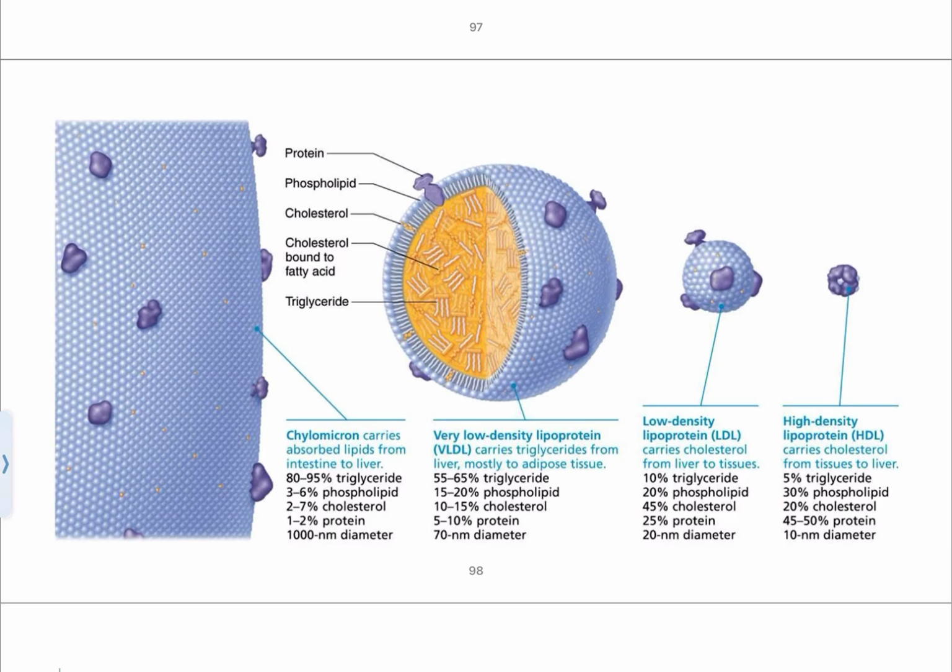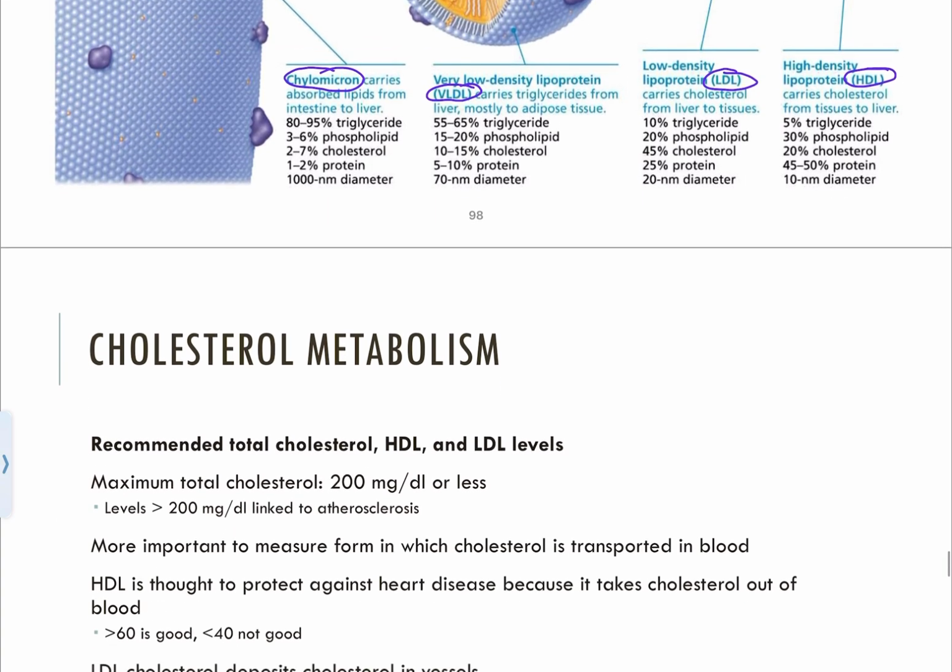I would have a general understanding of all these transport vesicles that we are using for cholesterol and lipids. For example, a chylomicron's function is basically to help transport the lipids from our gastrointestinal tract to the liver. Our VLDLs carry triglycerides from the liver and send them mostly to adipose tissue. Our LDLs carry cholesterol from the liver to the tissues, and our HDLs carry cholesterol from our tissues to the liver.